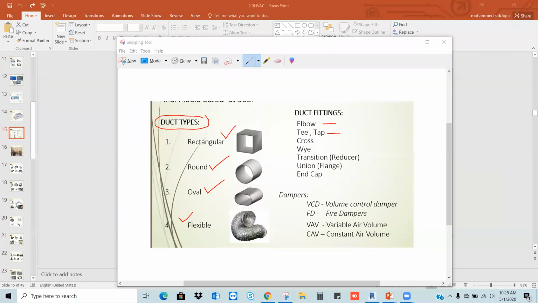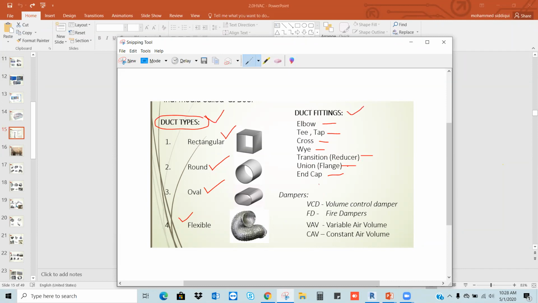Okay, branches. Next, cross. If you want to cross somewhere, I will use the cross. We will discuss one by one. And we have the Y fitting. Transition means reducer. Union means flanges to connect the 2 ducts and ending duct. These are the types of the ducts. These are the types of the fittings.